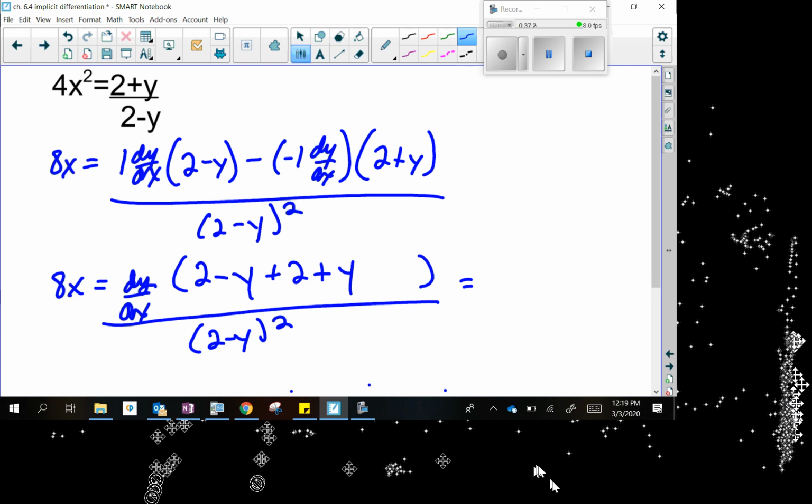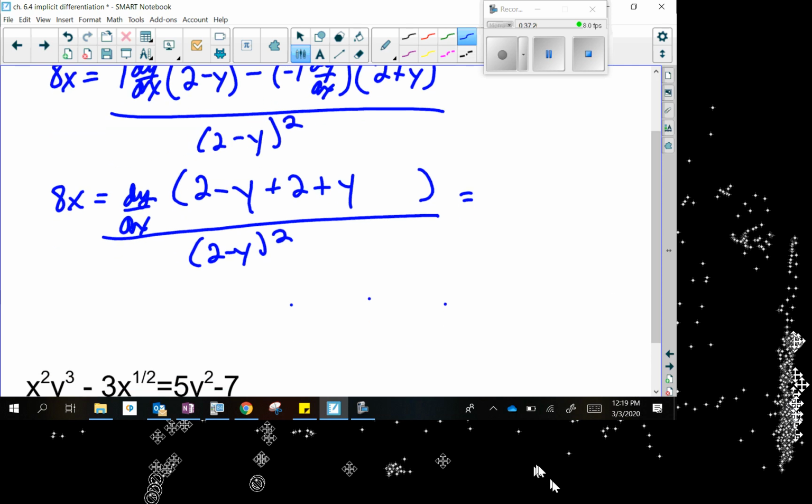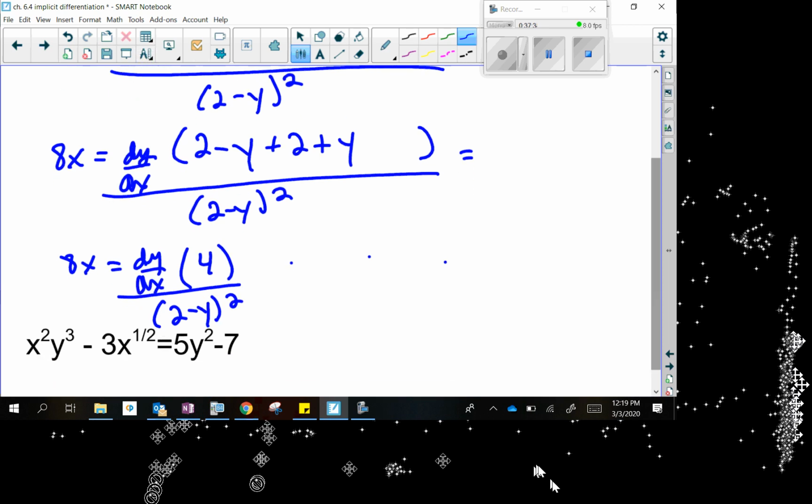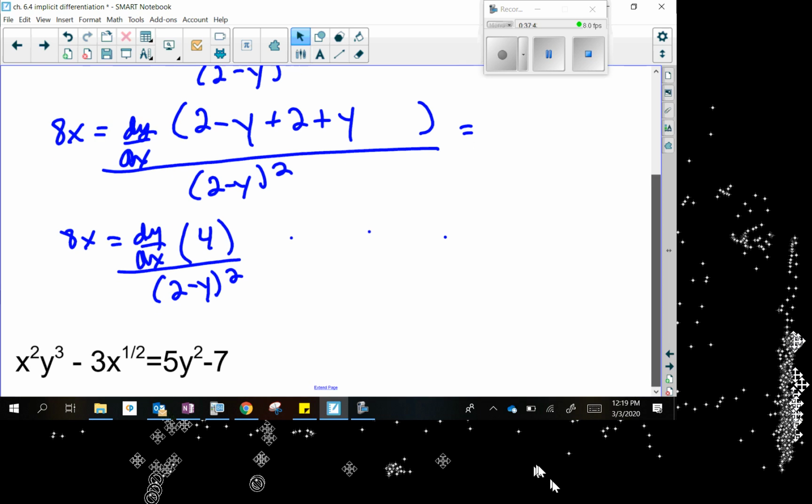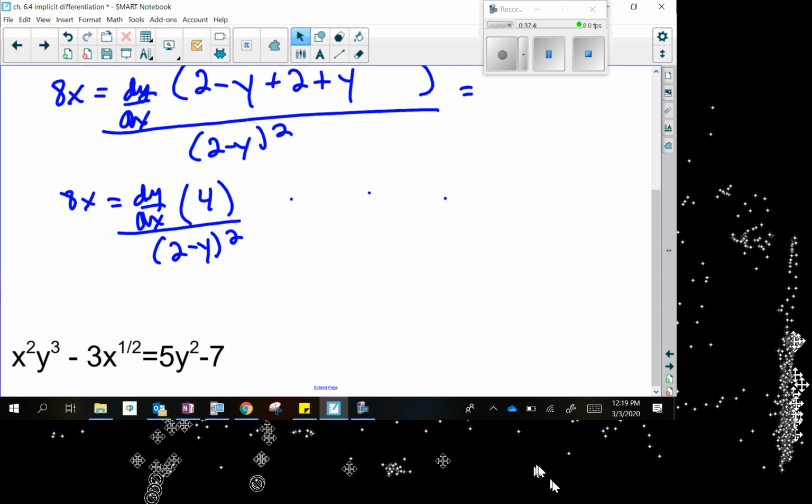So we end up with 8x equals dy dx times 4, over 2 minus y squared. You do want to make sure that dy dx really only applies up to that 4. So how do we get the dy dx by itself?